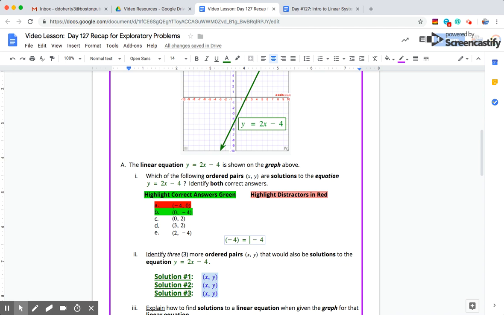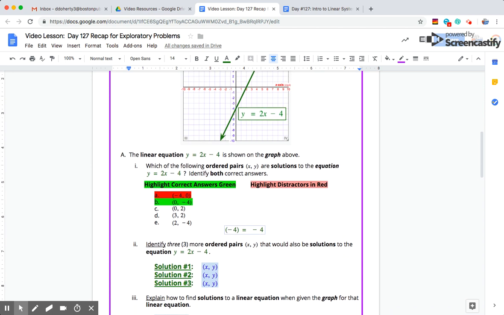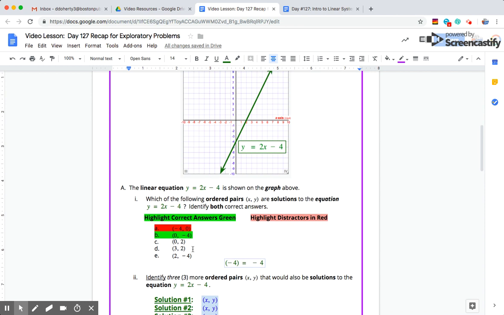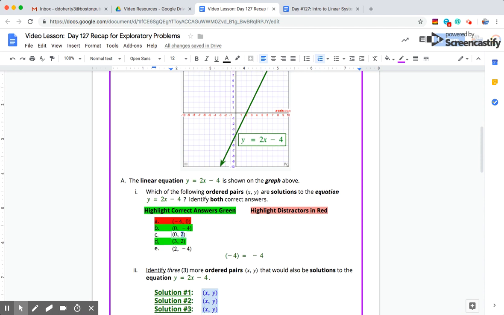The other point, moving a little more quickly, that's on this line that we see here is the value 3 for x and 2 for y. If I look right here, 3 for x and 2 for y, that point is on the line. Since they said identify both correct answers, you would see that 0 and 2 is not on this line. This is 0 and 2. And 2 and -4, x is 2, y is -4. That's not on this line either. So those were also distractors.